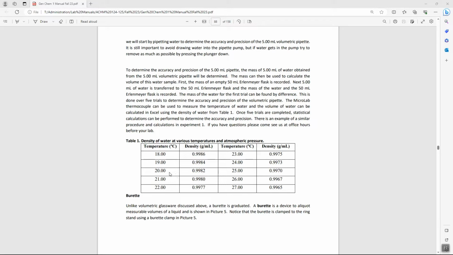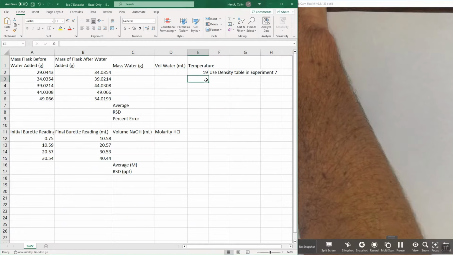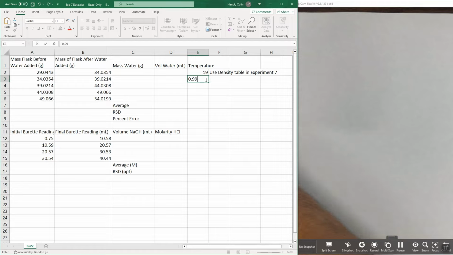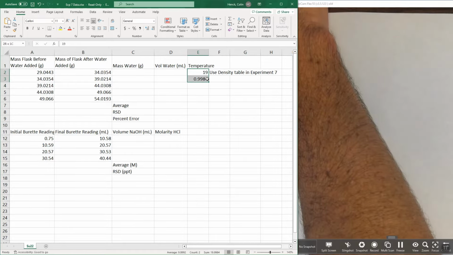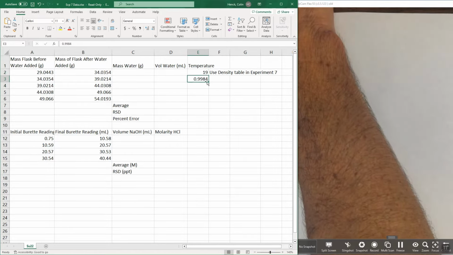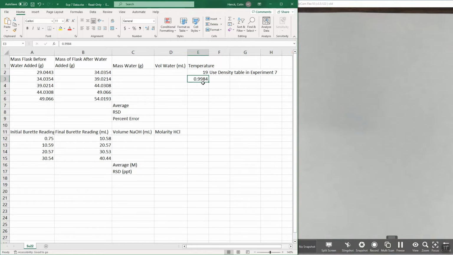To find the density, you need to measure the temperature of the water. In this case, we measured at 19 degrees, but you're going to measure the temperature of the water in the lab and then use the table in the lab manual in this experiment in order to relate that temperature to a density. So in our case, the temperature of 19 degrees is 0.9984 as the density. So I'm going to simply plug in 0.9984 as the density right underneath the temperature, but it doesn't honestly matter where you plug it in. That's just where I'm going to plug it in right here. So now we have the density of the water.